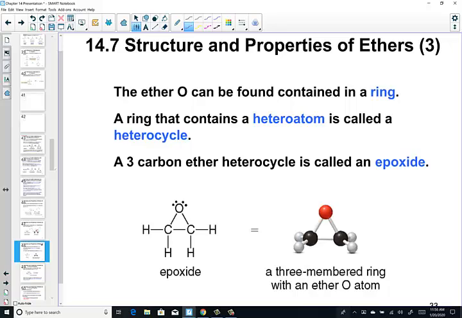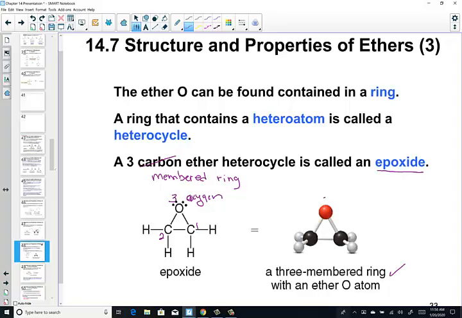Sometimes these ethers can be found in cyclic rings as well. A ring that contains a heteroatom is called a heterocycle, and a very specific type of three-membered ring is called an epoxide. A three-carbon ether heterocycle, that's a little misleading. Just say it's a three-membered ring because there aren't three carbons. There's one, two, and then the third is a heteroatom. And in this case, this heteroatom is oxygen. And this would be known as an epoxide, a three-membered ring where one of those is an oxygen.